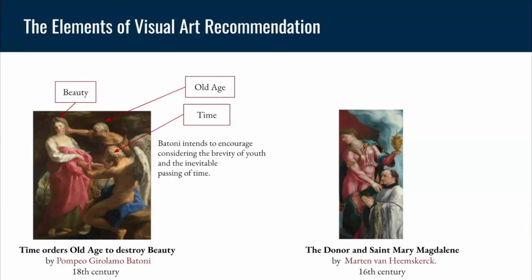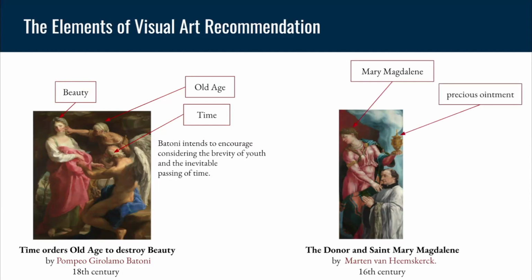So when we look at the semantic description from the documentation for the second painting, this is Mary Magdalene, and this is the precious ointment. And this is more of a religious context. And this painting is actually found in the altarpiece of a church. So if a user likes the first painting, would you agree that the recommendation is a bit off? Because there is clearly a semantic gap here.